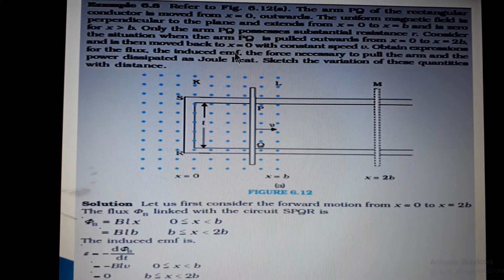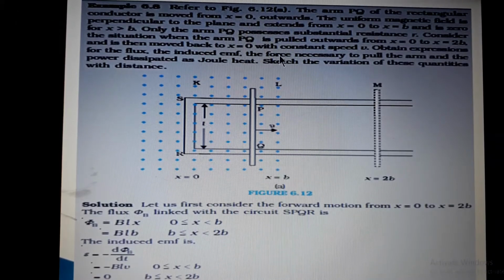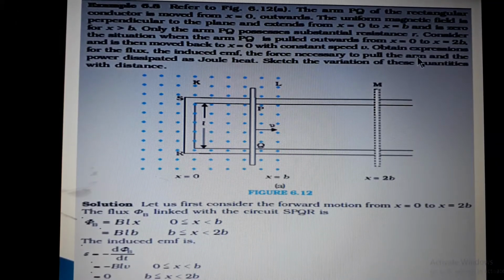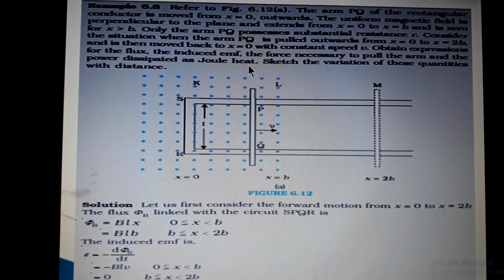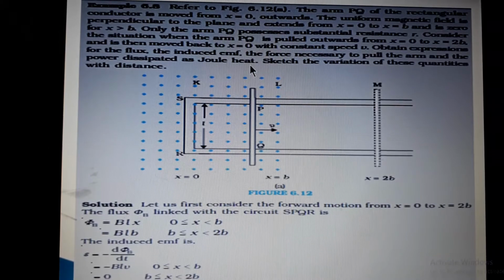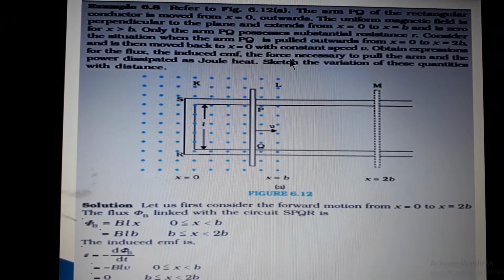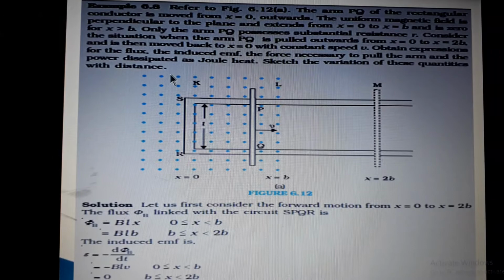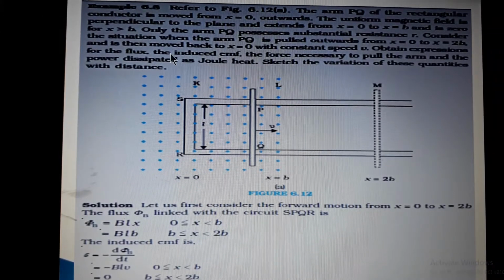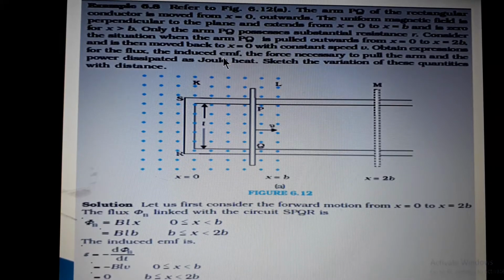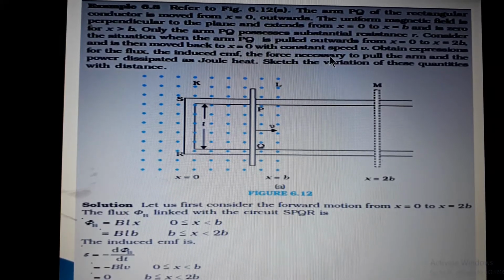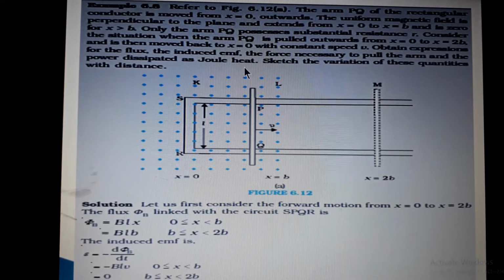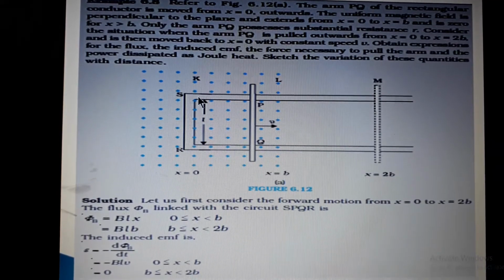the induced EMF E, the force F necessary to pull the arm, and the power dissipated as joule heat, and sketch the variation of these quantities. So in this example, we have to find the flux, induced EMF, force necessary to pull the arm, and the power dissipated as joule heat. Okay, so let's see the solution.